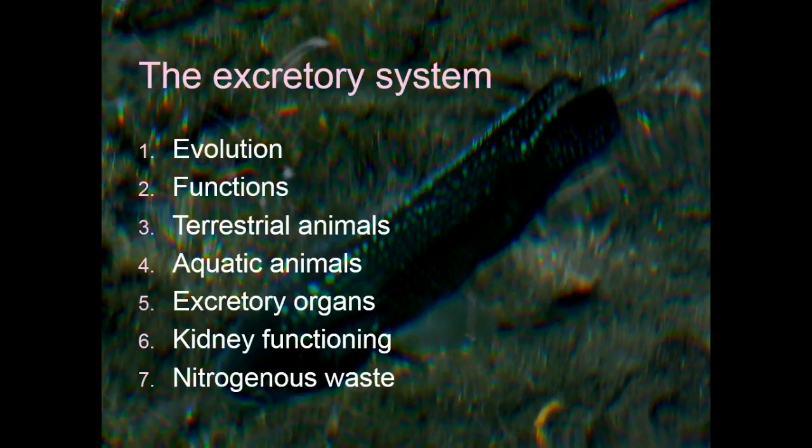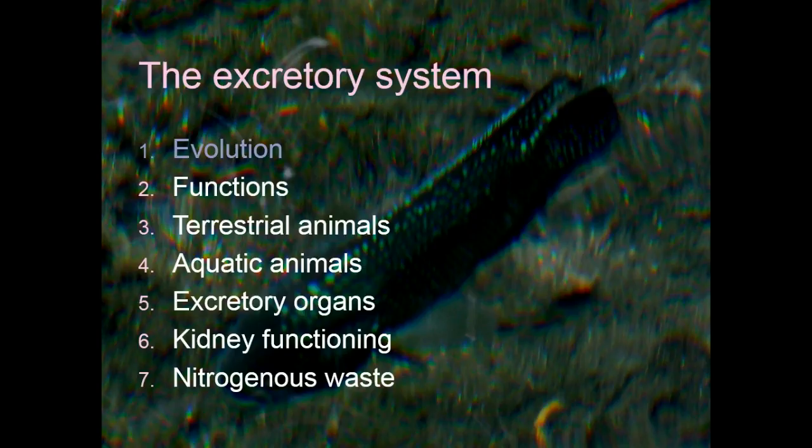Then, number 6, we are going to talk about kidney function. Now, every time we go through a lecture, there's always going to be this one section that's going to be longer, a little bit more difficult, a little bit more conceptual, and that is section 6 for the lecture on excretion. And then finally, we close this lecture by talking about different types of nitrogenous waste.